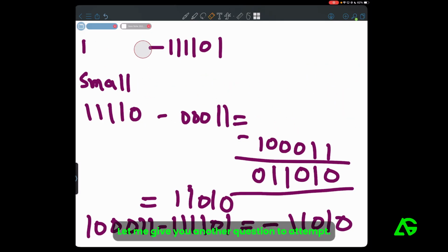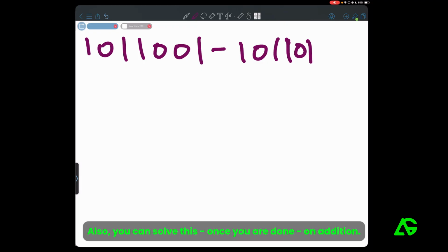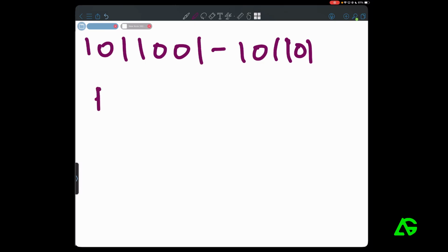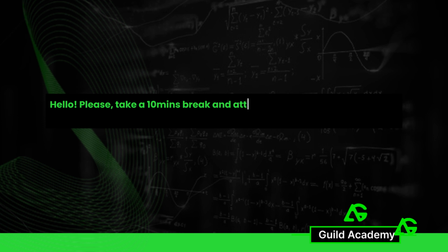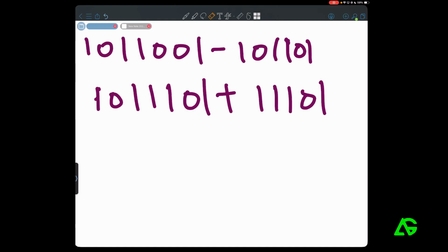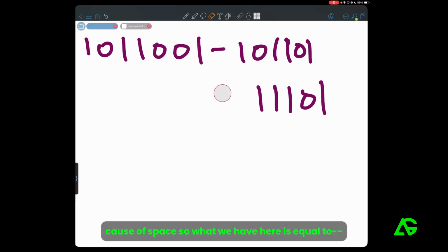Let me give you another question to attempt. Okay, you can do this. Also, you can solve this once you are done on addition. So those are the 2 questions. I want to erase this, so you remind me of this second question because of space.